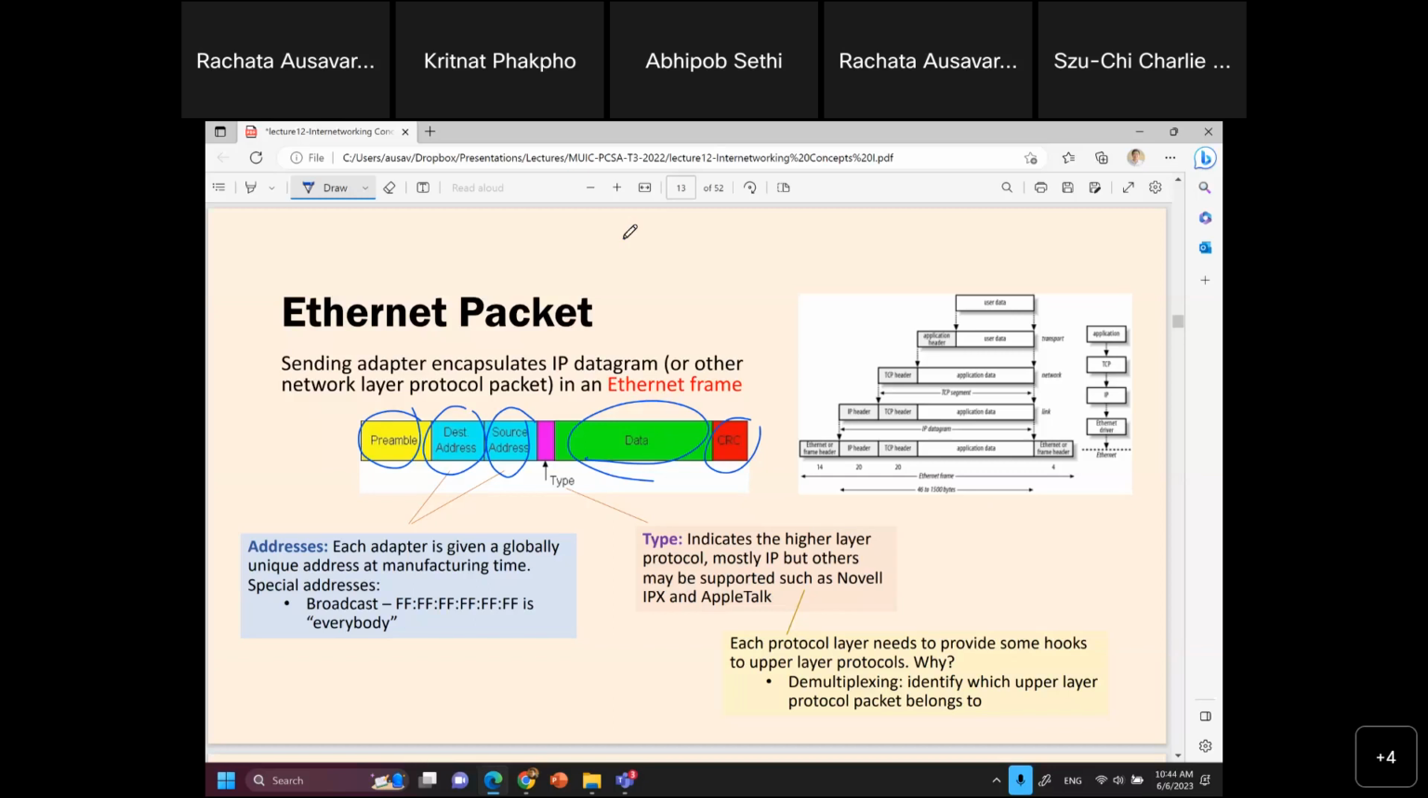With this, you also have the unique address, which is FFFFFFFFFFFF. We call it the broadcast address. So yes, everybody will hear that. Okay, so you can also send a broadcast message. The type will indicate the higher layer protocol. Most of the time, these are IP, but it also can be used to support something else if you want to. Basically, if the higher layer needs anything, put it in the type field here, right?